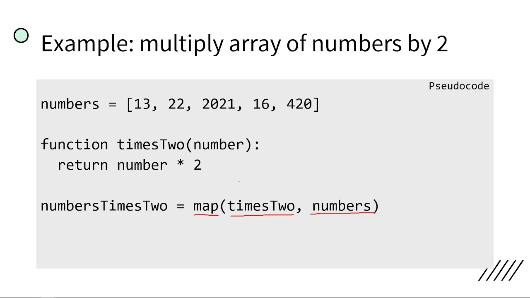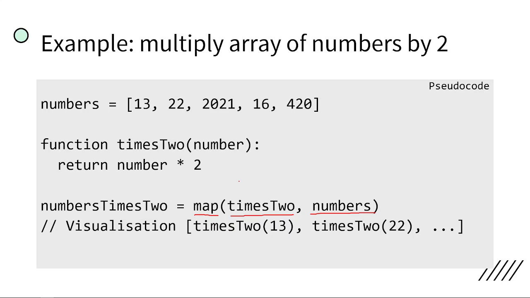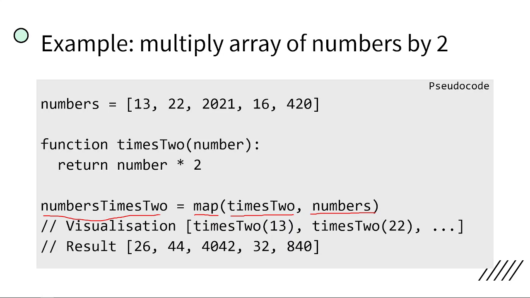So if we try to visualize it, this is what happens. 13 is times 2, 22 is times 2, 2021 is times 2, 16 is times 2, 420 is times 2. Okay? And at the end of that, the result of numbers times 2, this variable, would be 26, 44, 4042, 32, and 840. Okay. I'll show another example through Python.